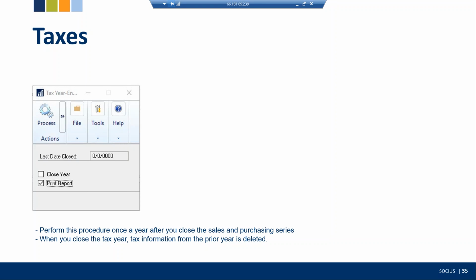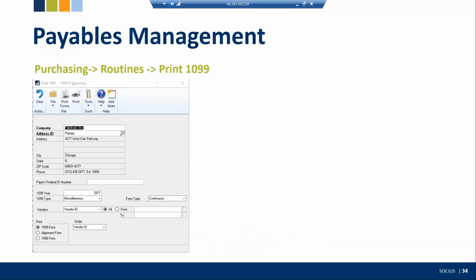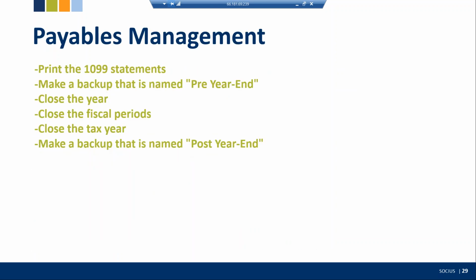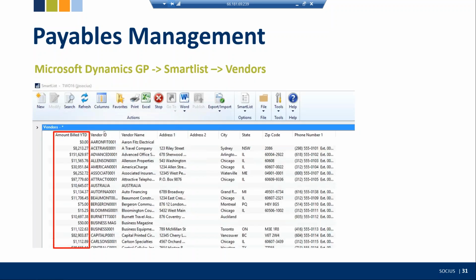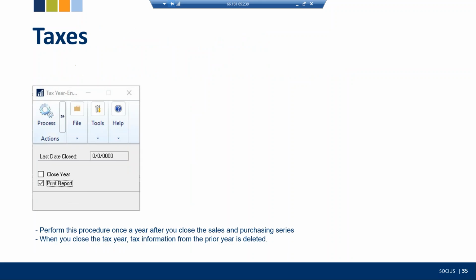We have another question. How do you get 1099 updates if you are not a payroll user? Well, that would be the year-end update that I was talking about. If we go back to our original checklist, where I was talking about installing the payroll year-end update, if there's a change to 1099, it will happen in this payroll year-end update. I hope that answers your question. And that is all the questions we have.